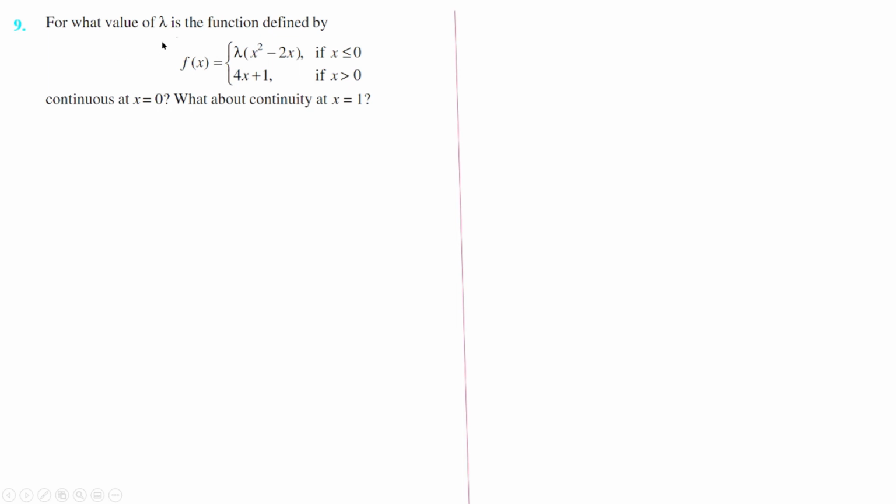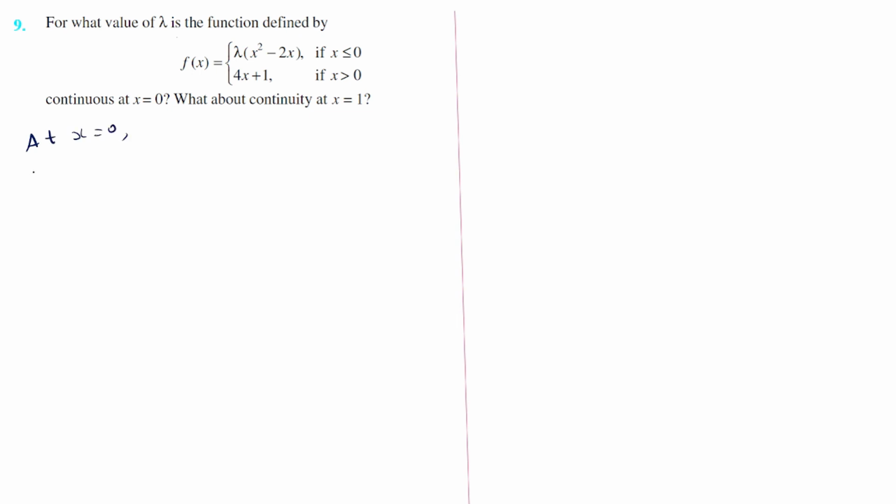Next one, for what value of lambda is the function defined by f of x equal to lambda x square minus 2x if x less than or equal to 0, 4x plus 1 if x greater than 0, continuous at x is equal to 0? What about continuity at x is equal to 1? Now we have to find lambda for which this function is continuous at x is equal to 0.